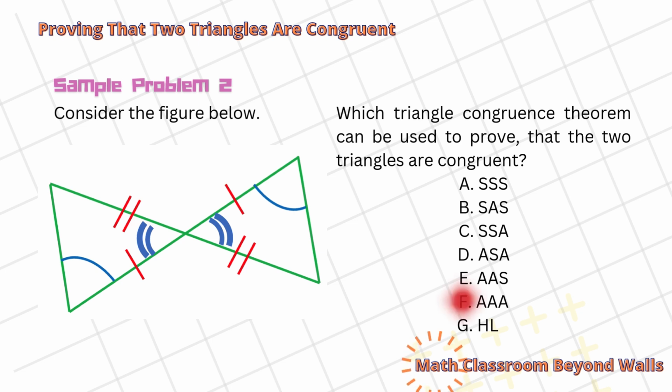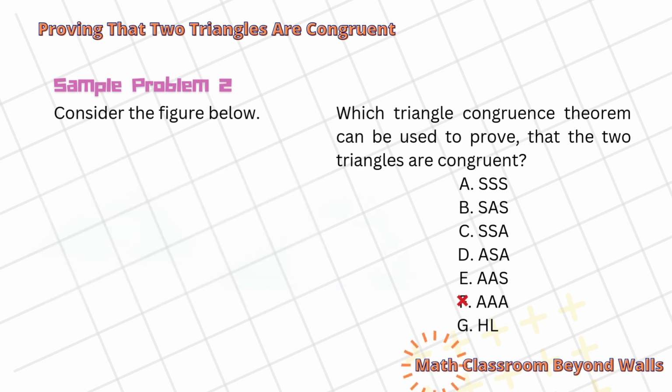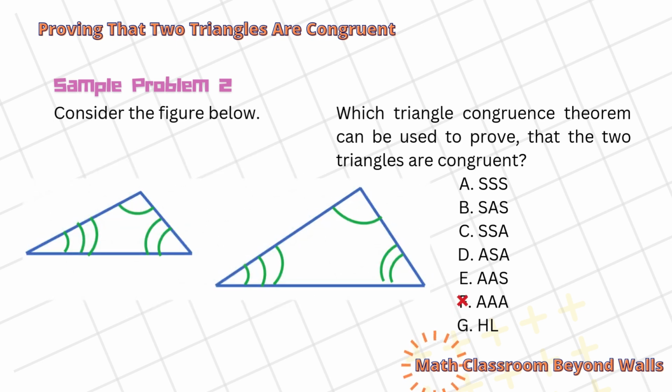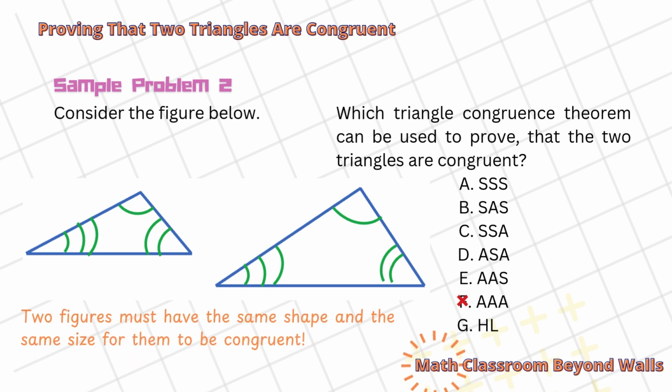For option F, which is AAA, it is not a combination that would give congruent triangles. That's why it is not on the list for triangle congruence. Look at these, learners. The corresponding angles on both triangles are the same in size, but the two triangles are not of the same size. One is larger than the other. That is why we do not have this combination in triangle congruence. AAA does not guarantee that the two triangles will always be congruent.